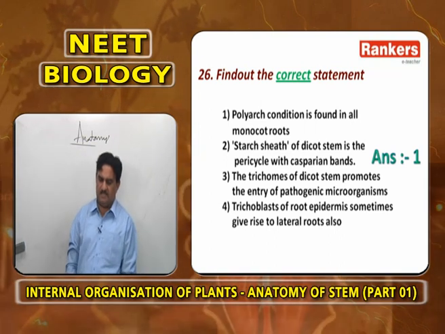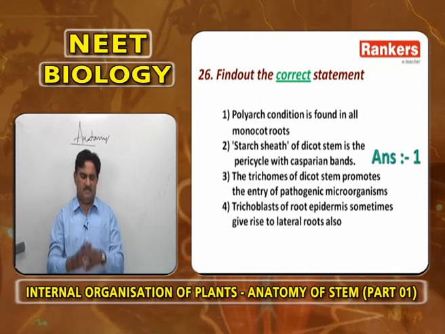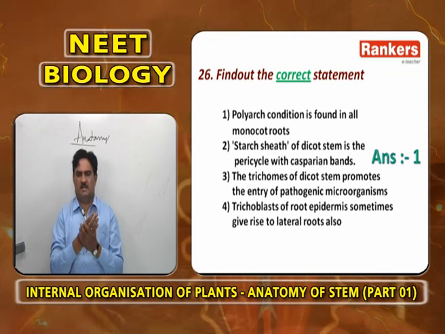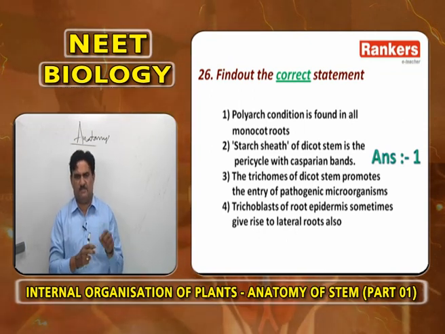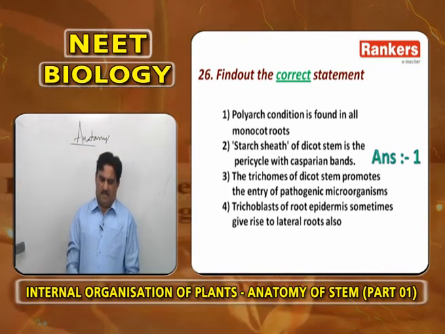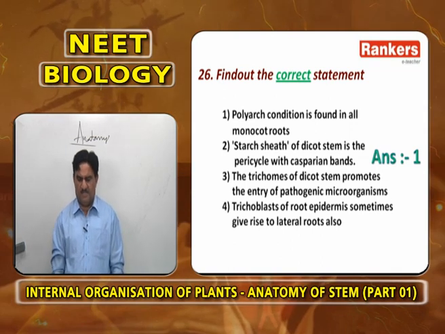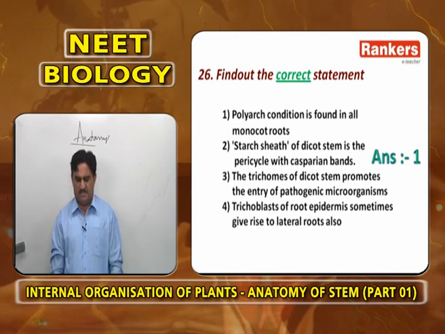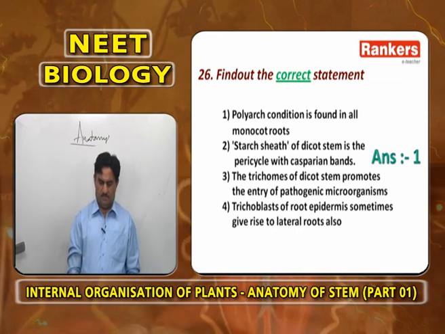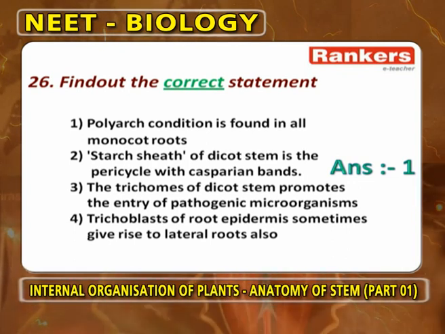Trichoblasts of root epidermis sometimes gives rise to lateral roots also. Very, very wrong. Trichoblasts are special epidermal cells in a dicot root or monocot root that give rise to unicellular, delicate hair-like structures called root hair. They do not give rise to lateral roots, they give only root hair. So the answer for this is polyarch condition of xylem is found in all monocot roots. So the correct statement means polyarch condition is found in all roots.